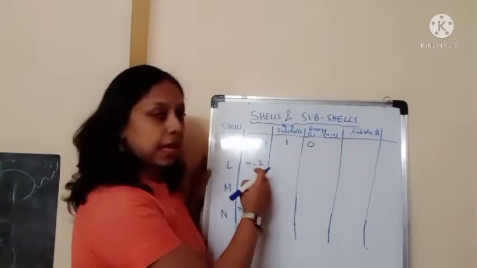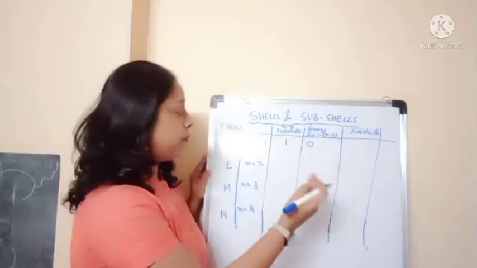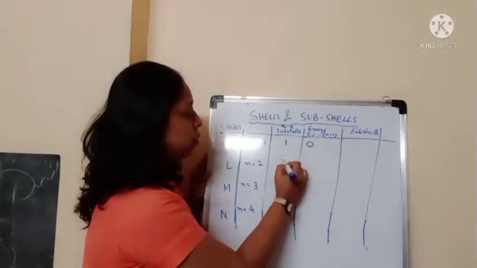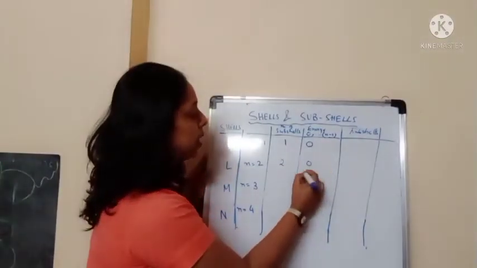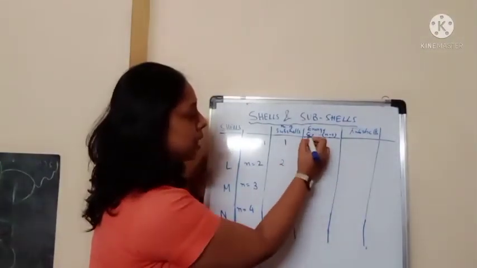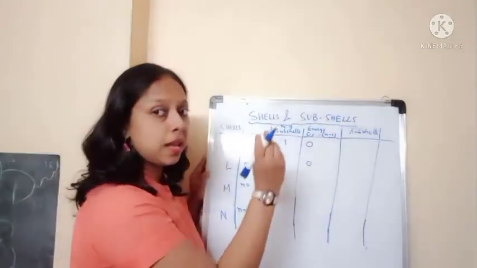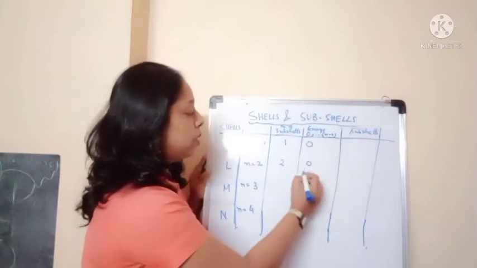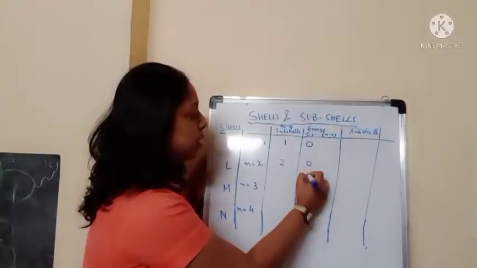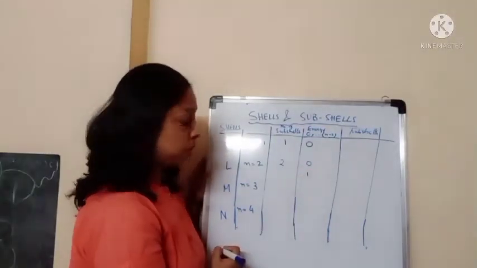For L, n is 2, so it will have 2 subshells. The energy level will start from 0 and go till n minus 1. So 2 minus 1 is 1. That means it will have 2 subshells.